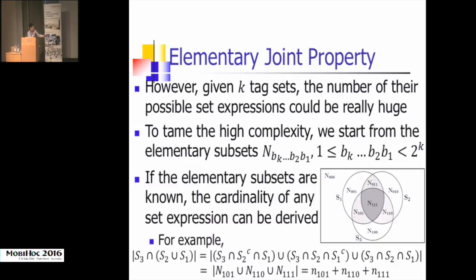So you can see in this figure, if we have 3 sets, S1, S2, and S3, we can divide their union into 7 elementary subsets. And we just limit our focus to how to estimate the number of tags in each of these subregions. If we know the size of each elementary subset, then the cardinality of any set expression can be derived. Here is an example. This can be derived using quite a simple set transformation technique.